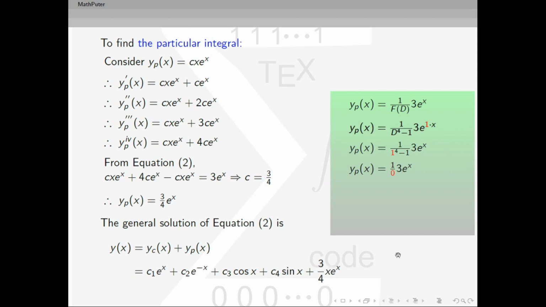This is the solution. Now let us see how we find the same thing, 3 upon 4 x e raised to x, using this method. What we do now, when the denominator is 0 after substituting d is equal to 1, we differentiate the denominator. The denominator is d raised to 4 minus 1. We differentiate with respect to d. So the derivative is 4d cube. D raised to 4 has derivative 4d cube, 1 has derivative 0. So it is 4d cube.